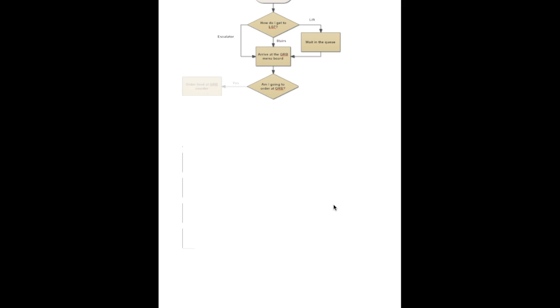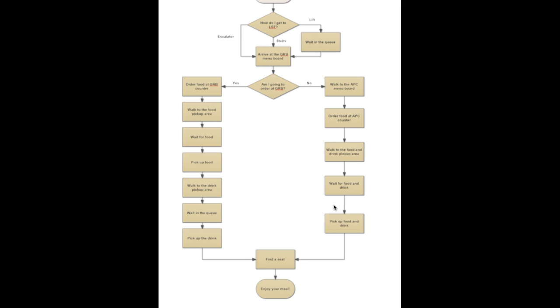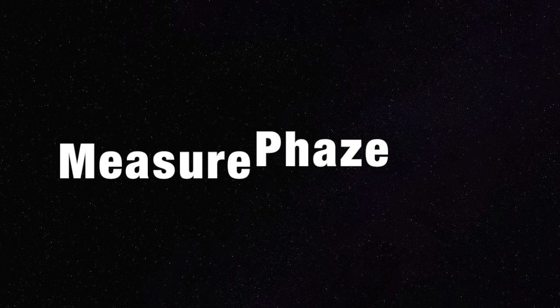However, when he decides not to order a GRB, he walks to the APC menu board, places his order at the counter, and proceeds to a common food and drink pickup area to wait and receive his order and find a seat to enjoy his meal.